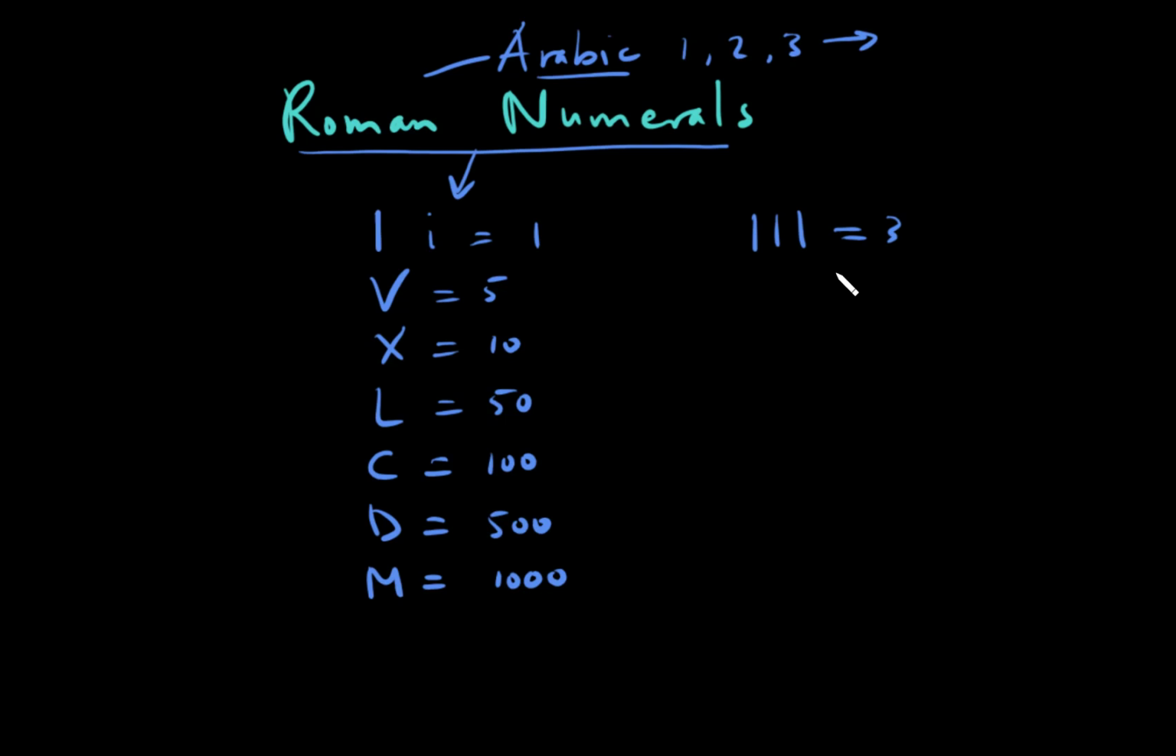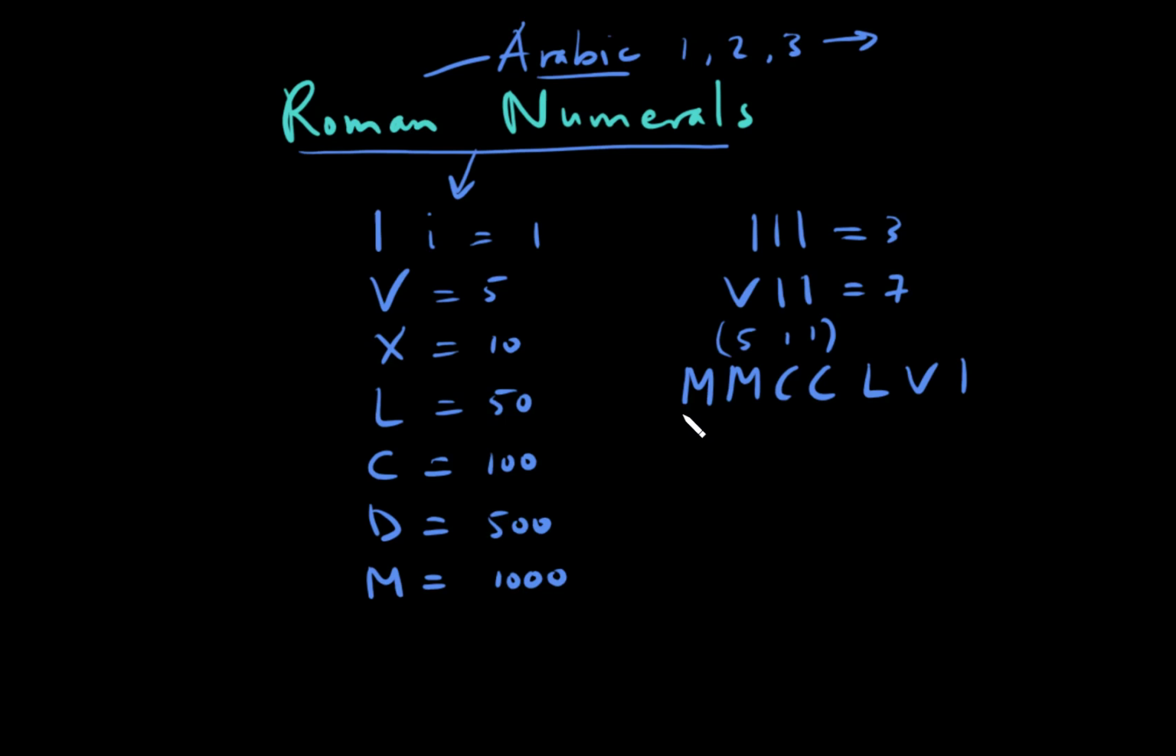So if we just want to put a bunch of I's next to each other, III, this would be 3. And you can see why, right? It's really 1 plus 1 plus 1. If you said VII, this would be 7. 5 plus 1 plus 1, right? If you wanted to say, let's do a bigger number, MCCLVI, let's say.